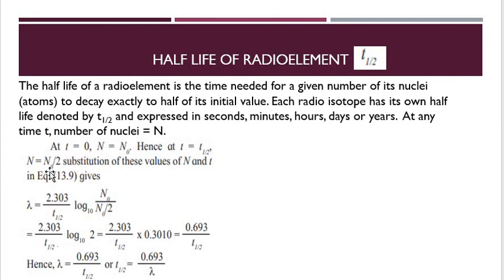So in the expression we derived just now, lambda is equal to 2.303 upon T half log base 10 N naught upon N, I will substitute the value of N as N naught upon 2. On simplifying, I will get 2.303 upon T half log base 10 2. We know the value of log base 10 2 is 0.3010. On simplifying further, I will get 0.693 upon T half. So lambda is equal to 0.693 upon T half. This is the relation between the decay constant and half-life of a radio element.